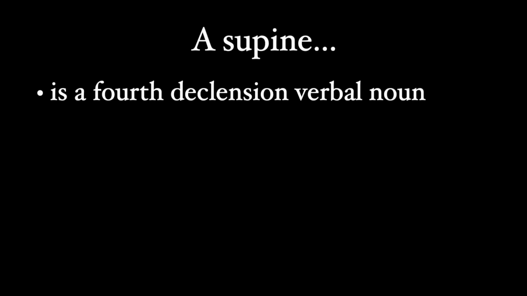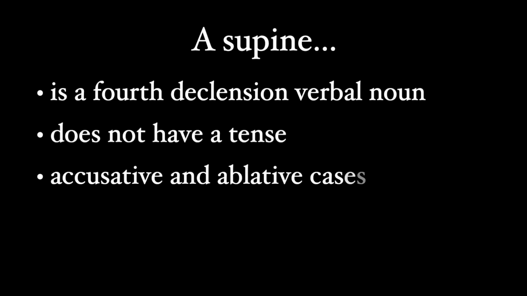The supine itself is a fourth declension verbal construct that is almost unique to Latin. It doesn't have a tense, and we only see its use in the accusative and ablative, well, maybe ablative, cases. This rule will focus on the supine ending in the accusative case form, and the next rule, number 75, will discuss the supine in u.